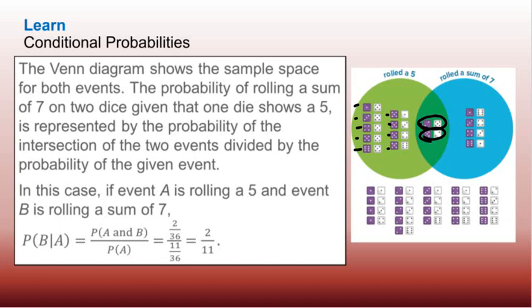Now another way of thinking of it is, out of these 11 categories here, only 2 of them add up to 7. So that's another way of doing that, a simplified form of the formula.